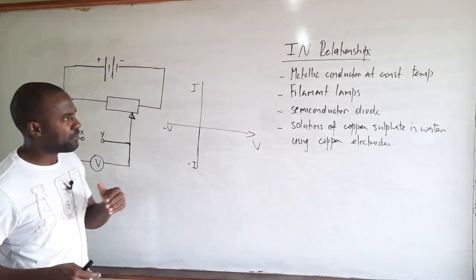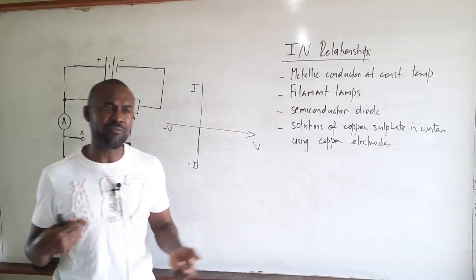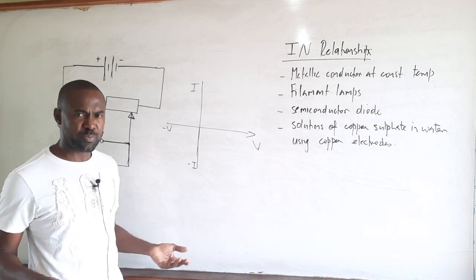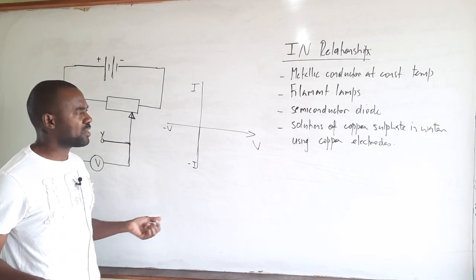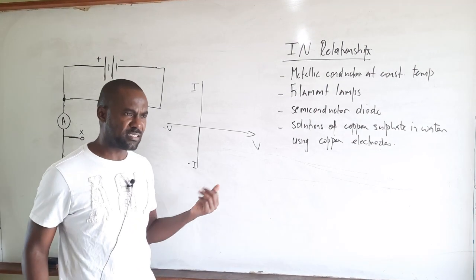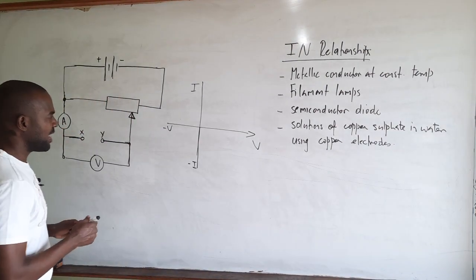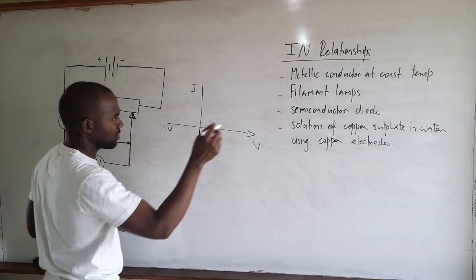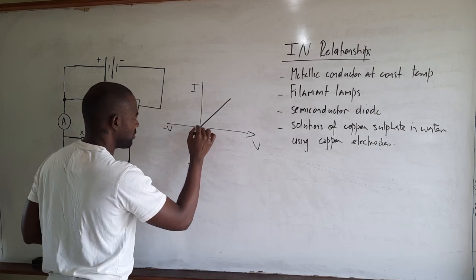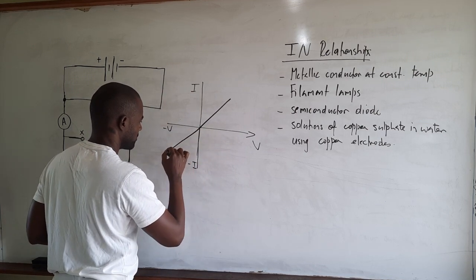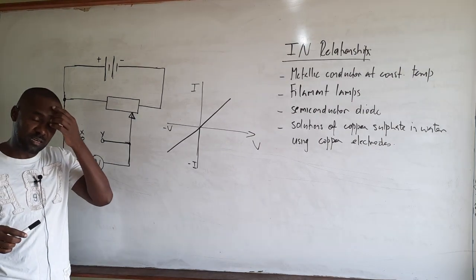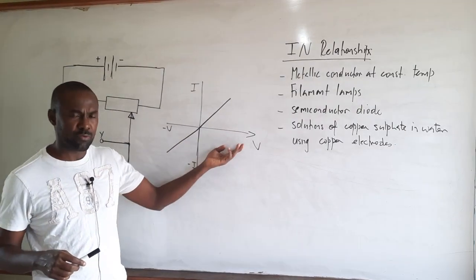So let's first examine the IV relationship, or the IV characteristic, of a metallic conductor. Once again, we would have actually conducted the experiment which shows the IV characteristic of the metallic conductor, and therefore this one should not come as any surprise. The IV characteristic of a metallic conductor at constant temperature is essentially a straight line passing through the origin, right? So the IV characteristic of a metallic conductor at constant temperature is a straight line passing through the origin.